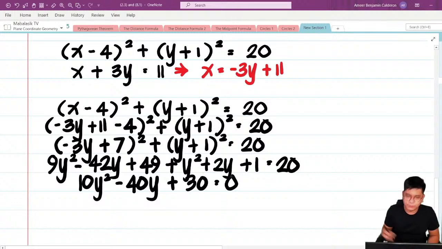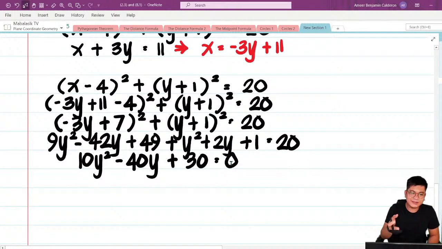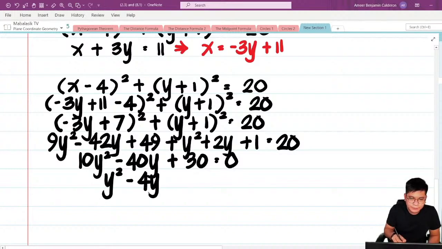It's equal to 0. Notice that all terms are divisible by 10. So we do that, para maliit lang yung quadratic equation na magre-result, di ba? So y squared minus 4y plus 3 is equal to 0. This is now easier to factor out.